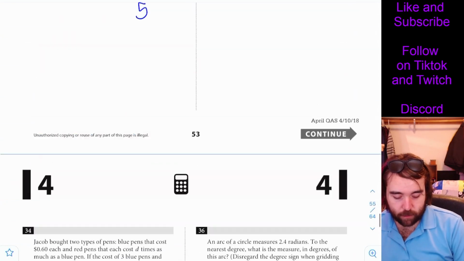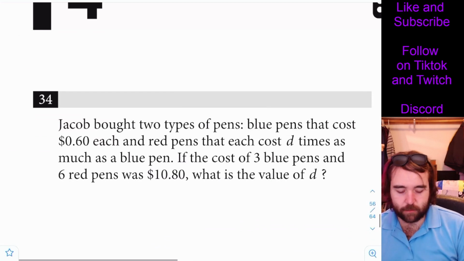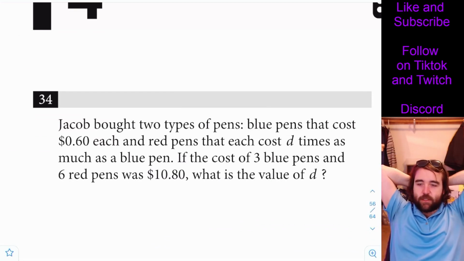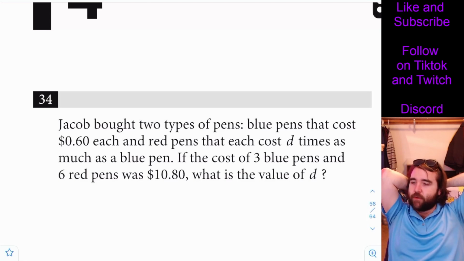Few more? Oh, two more pages. Ooh, pretty. Excited for that one. Jacob bought two types of pins. Blue pins that cost 66 each and red pins that cost D times as much as blue pins. So this is an interesting little system of equations problem then.